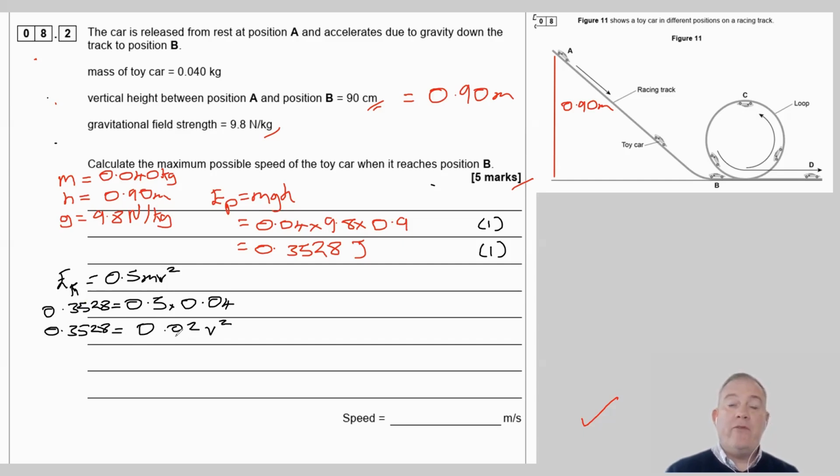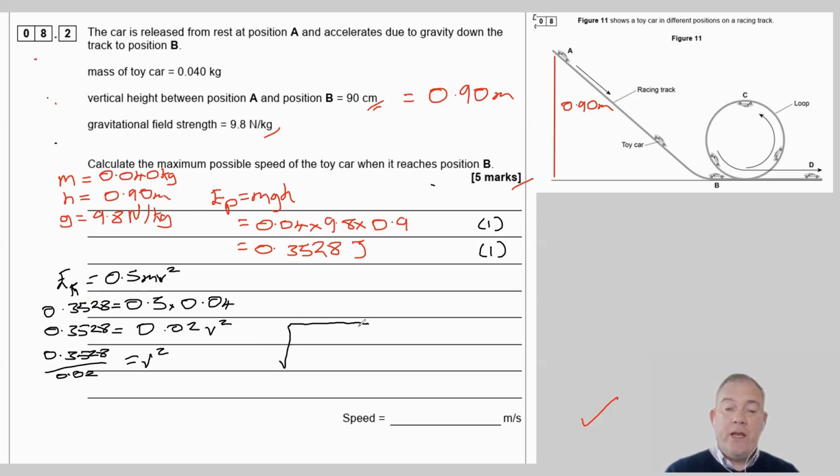We need to isolate v. What we're going to do is we're going to rearrange the equation. So I'm going to divide through by 0.02 to get v squared on its own. So 0.3528 divided by 0.02 is going to give me v squared. But is that what we need? Well, we can put that into our calculator and get the v squared, but we need v on its own. So we're going to square root both sides.